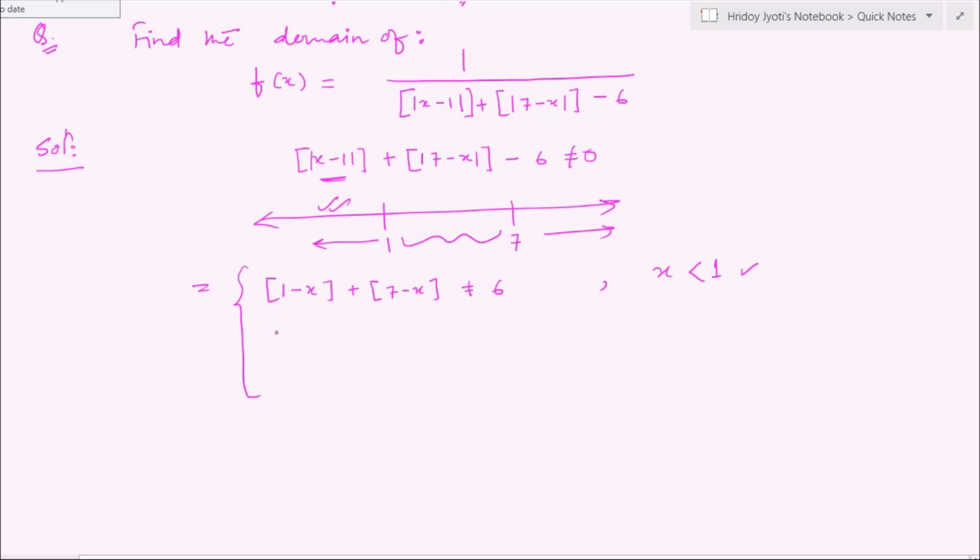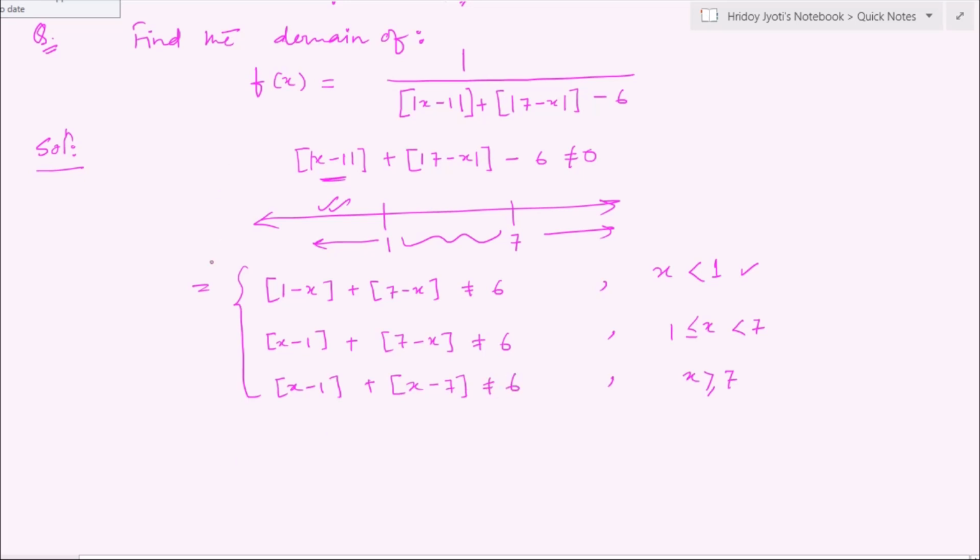Okay, for the second interval, x is greater than or equal to 1 and strictly less than 7. From the first we'll be getting GIF of x minus 1 plus, from here, GIF of 7 minus x only, not equal to 6. And the third interval, when x is greater than or equal to 7, we'll be getting from here GIF of x minus 1, and from here GIF of x minus 7, not equal to 6.